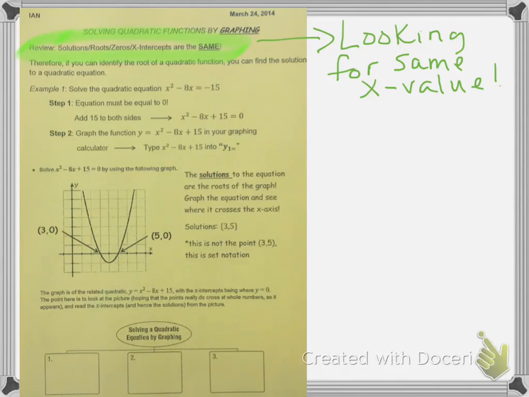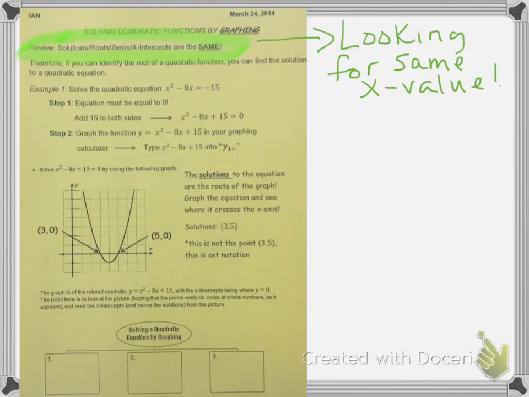No matter how the question is asked, if it asks you for the solutions to a quadratic equation, the roots of a quadratic function, the zeros of a quadratic function, or the x-intercepts, we are looking for the same x values. Your answers would be the same. Therefore, if you can identify the root of a quadratic function, then you can find the solution.